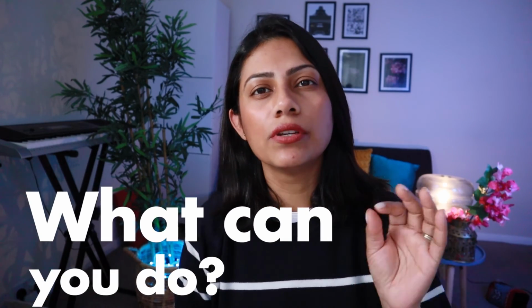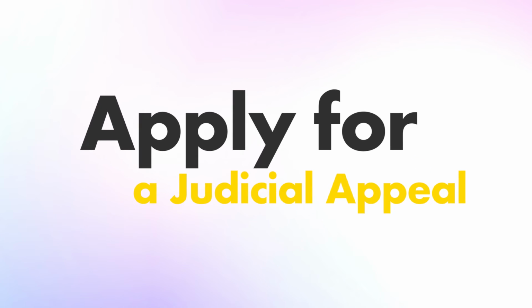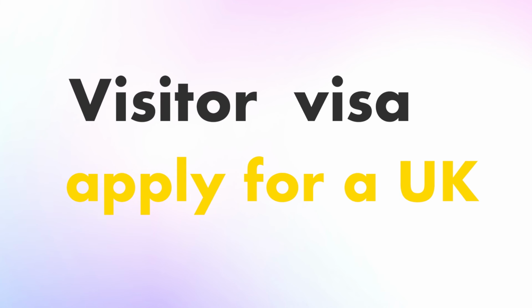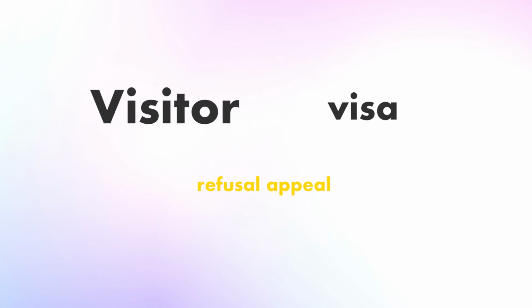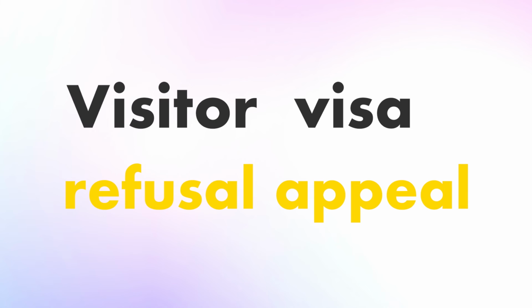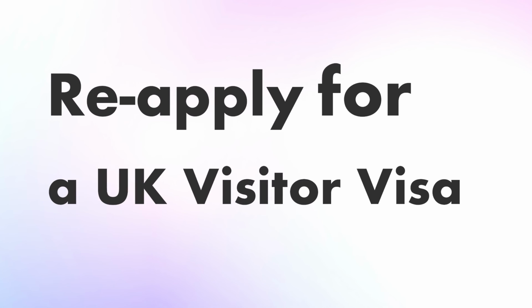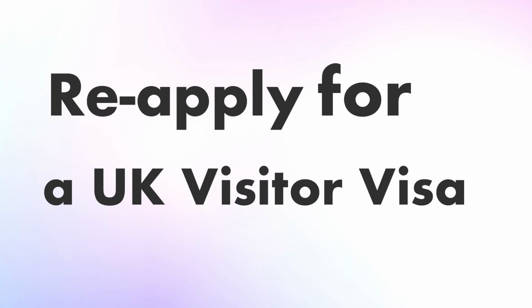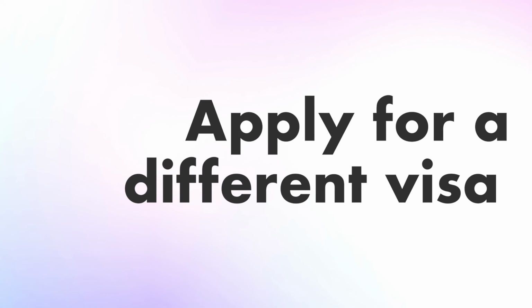But what do you do if your visa has now been refused? Luckily, you have a couple of options. The first one is you can apply for a judicial appeal if you feel the decision to refuse your visitor visa was unlawful. If it's a visitor visa, you can also apply for a UK visitor visa refusal appeal, which has to be under humanitarian grounds, which probably won't be the easiest process. Or you can reapply for a UK visitor visa if you made a tiny mistake that you can easily correct. Or you can apply for a different visa that you're eligible for.